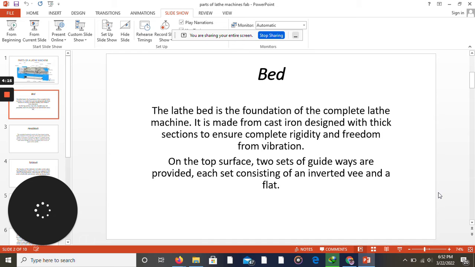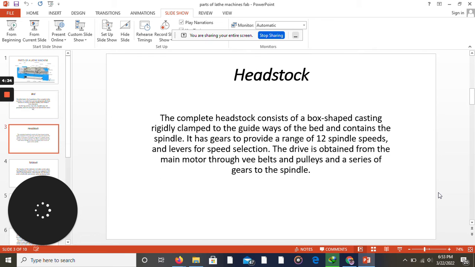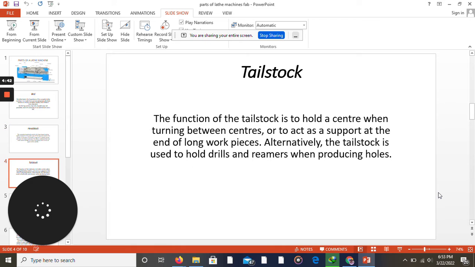Now, in the lathe you have the bed. The lathe bed is the foundation of the complete lathe machine. It is made from cast iron designed with thick sections to ensure complete rigidity. Can you see the bed? Can you see what I'm sharing? Okay, and then we have the headstock. It consists of a box-shaped casting rigidly clamped to the guideways of the bed and contains the spindle. Then we go to tailstock.